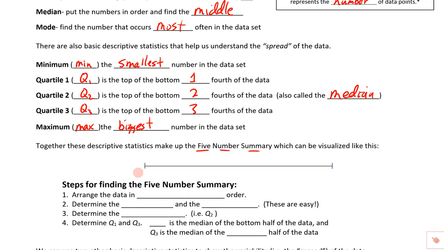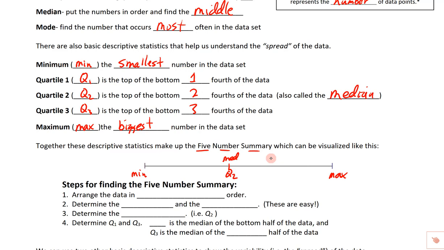So we'll mark this one down on this end as the min. This will be the smallest one. The one on the other end, this top end, this will be the max. And then we should be pretty good at eyeballing this, so make a little mark right in the middle. And the one in the middle, that's going to be the median, or we can also call that Q2. So Q2, it's the top of the bottom 2/4 of the data. So this is 2/4 of the data down here and 2/4 of the data up here. So that would be half the data down here and half the data up here.